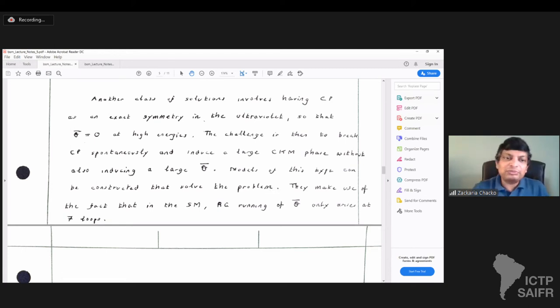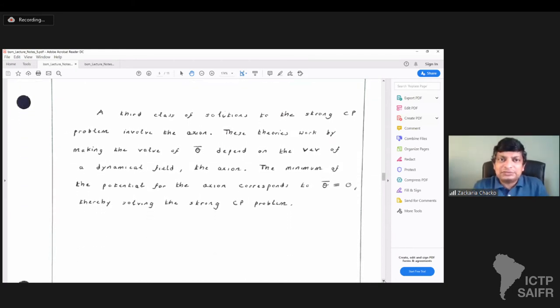Okay? And what they are taking advantage of is the fact that in the standard model, the RG running of theta bar only happens at 7 loops. Okay, so the CKM phase only feeds into theta bar at 7 loops. Okay, and so if you can cunningly arrange to break CP in such a way that it exactly goes into the CKM phase, but not into theta bar, then at low energies you're safe because in the standard model the running only arises at 7 loops. But it's not so easy to do, okay? Because usually you need to add extra particles to the theory, and now there are extra phases, and you know it's a mess. This is not an easy game to play.